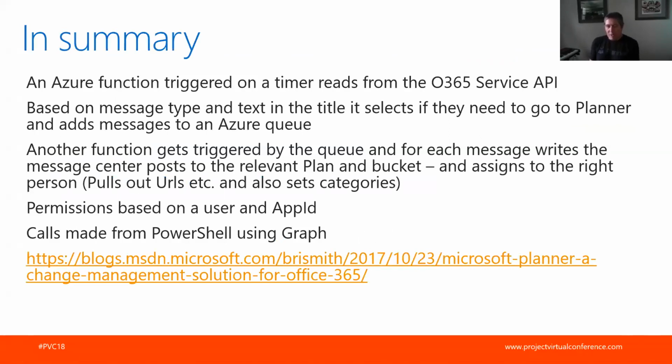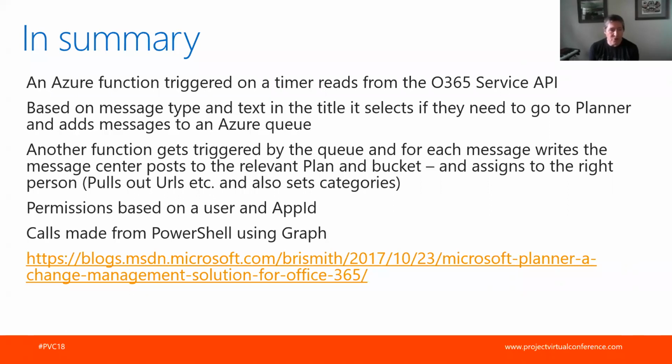So I'll summarize and then see if some questions come up. In summary, I've got an Azure function that's triggered on a timer that reads from the Office 365 Service API. Based on the message type and the text in the title, it selects if they need to go to Planner and adds messages to an Azure queue with all the various right properties set up within that message in a JSON format.